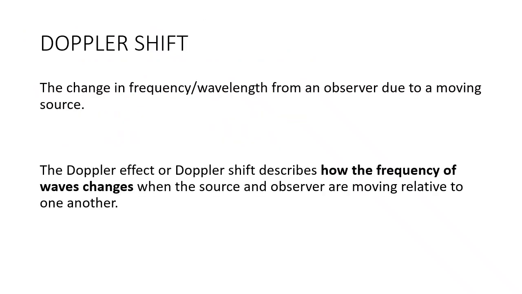Doppler shift. The change in frequency or wavelength observed from an observer due to a moving source. The Doppler effect or Doppler shift describes how the frequency of waves changes when the source and observer are moving relative to one another.